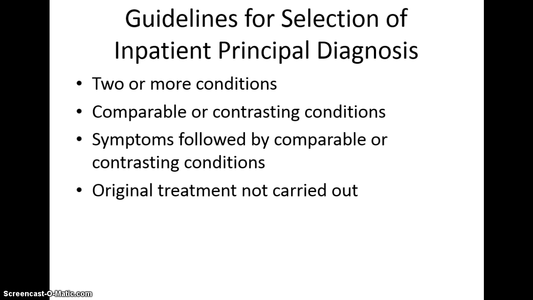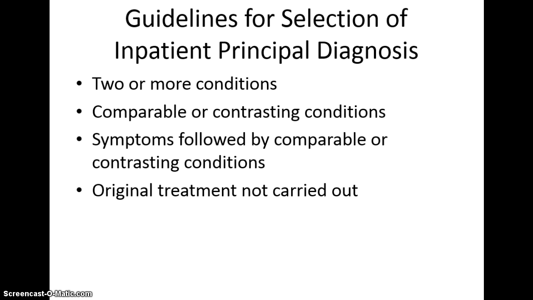Sometimes there's a symptom followed by comparative or contrasting conditions or diagnoses. In that situation, Coding Guideline E tells us we can code the symptom code first. However, if that symptom code is integral to each condition listed, no additional code for the symptom is reported, and we would list and code all contrasting and comparative diagnoses.